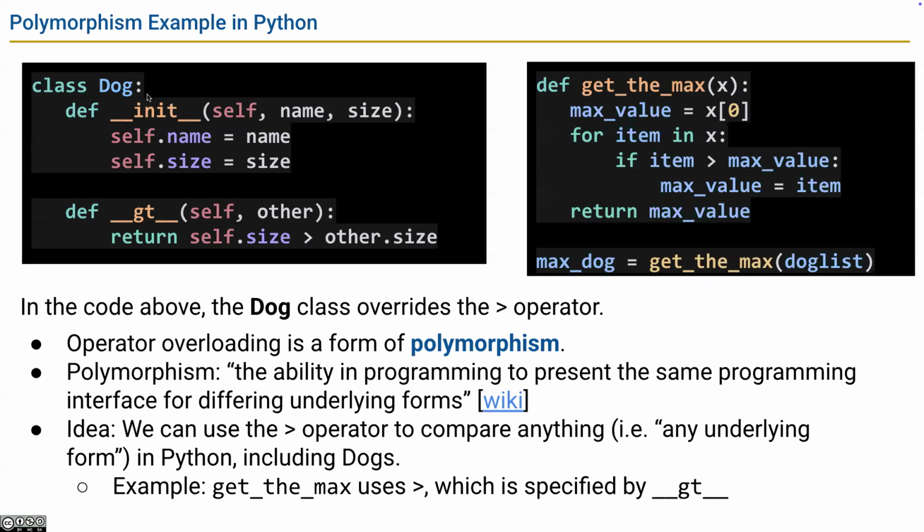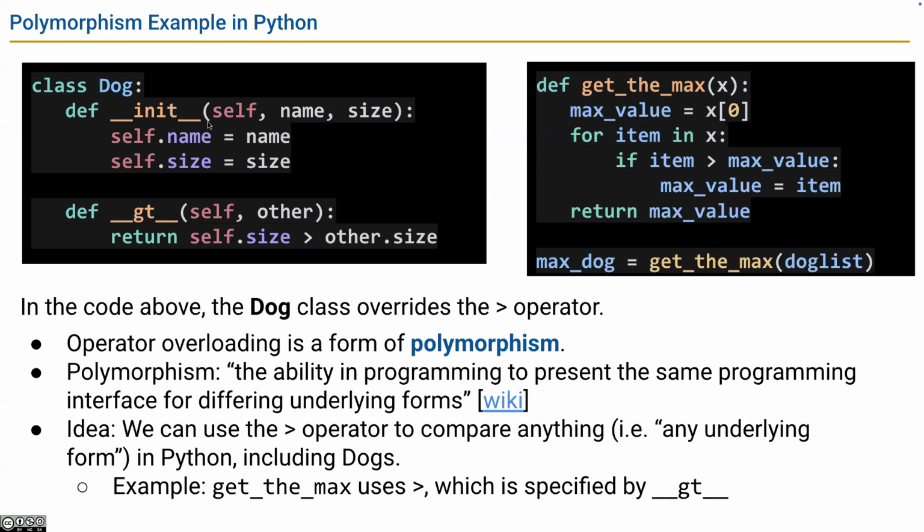But on the left, what I have here is this dog class. And dogs have two properties, a name and a size. And then I also have this greater than method. And what this does is it tells the Python language how to interpret greater than between two dogs. So if I have two dogs, A and B, and I compare their sizes, this will tell me that I'm going to compare them using just their size field. Okay.